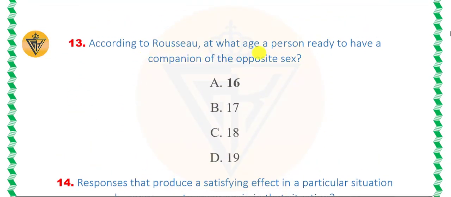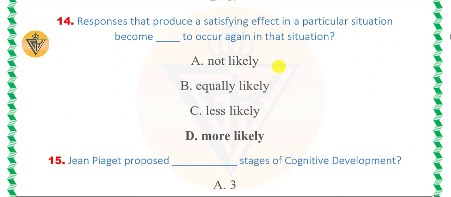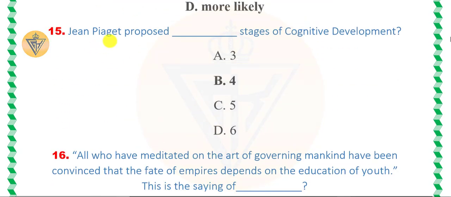According to Rousseau, at what age is a person ready to have a companion of the opposite sex? Option A, 16 years. Responses that produce a satisfying effect in a particular situation become dash to occur again in that situation. Option D, more likely. Jean Piaget proposed dash stages of cognitive development. Option B, 4 stages.